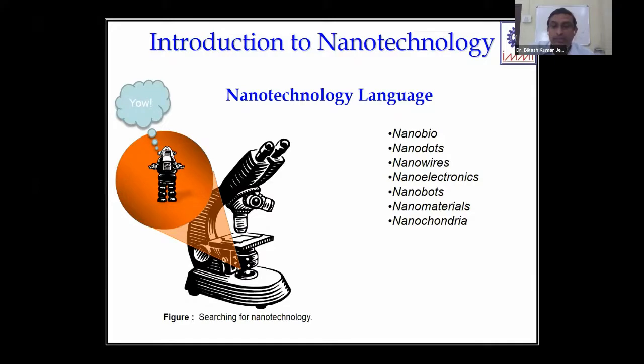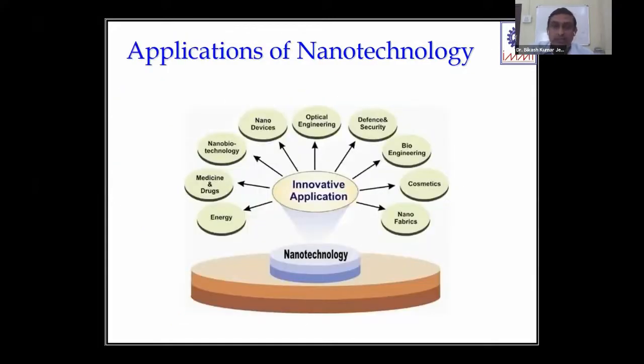Because of such tremendous application of nanoscience and nanotechnology, it is applied not only in biochemistry but in different areas, from energy sectors for energy conversion and storage devices, to medicines, drug delivery, nanobiotechnology, nano devices, optical engineering, the cosmetic industry, and nanofabrics. Everywhere there is a lot of application of nanoscience and nanotechnology, because new nano-dimension materials have been developed for applications in these directions.